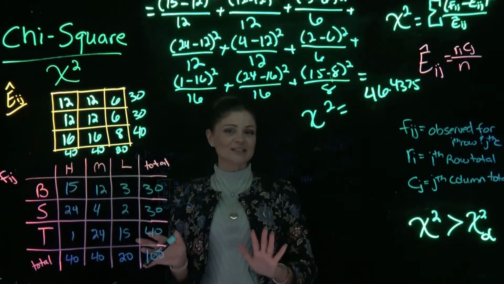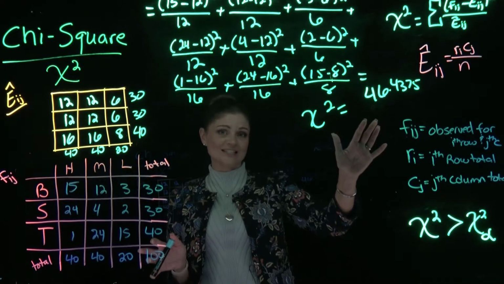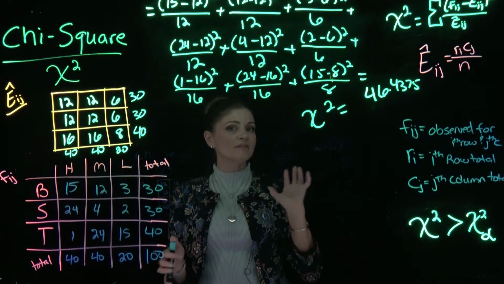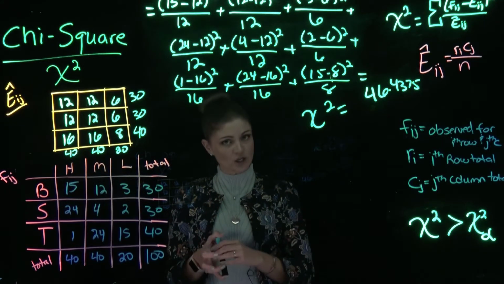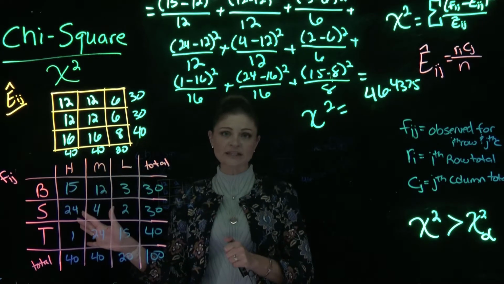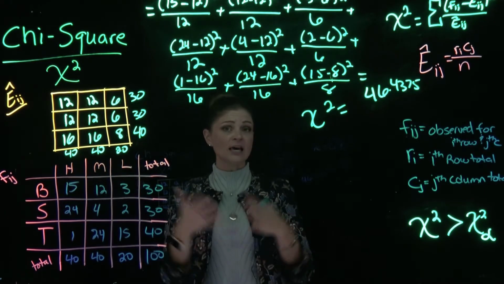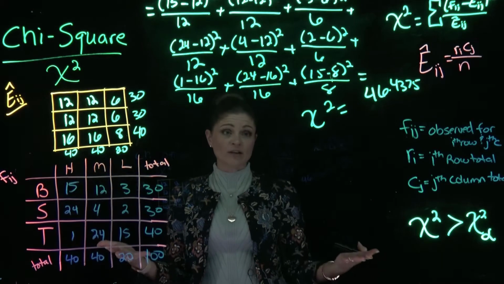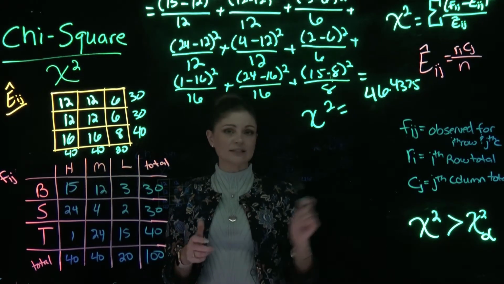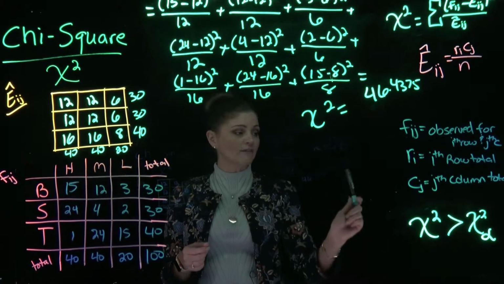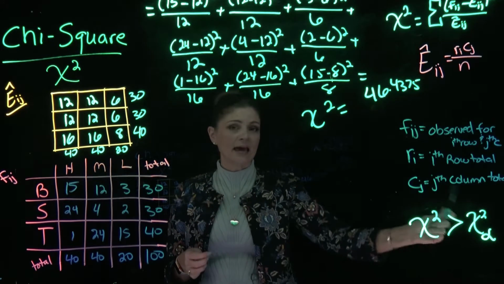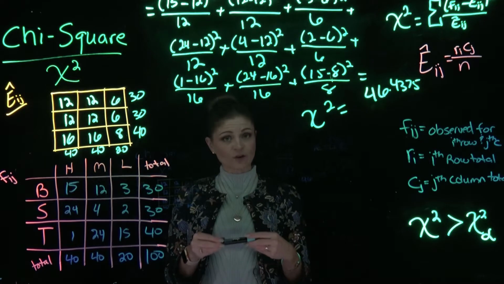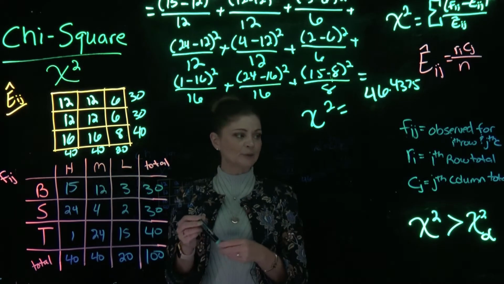Our chi-square for this problem is 46.4375. And we know that if our chi-square is greater than our chi-square point, we reject our null hypothesis, just like the goodness of fit and just like any test statistic. Same is true for chi-square. If our chi-square test statistic is greater than our chi-square point, and as a reminder, we get our chi-square point from the chi-square point table.